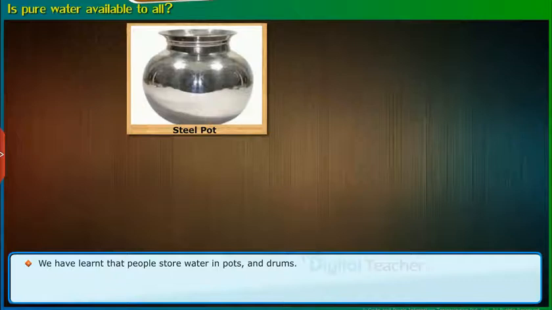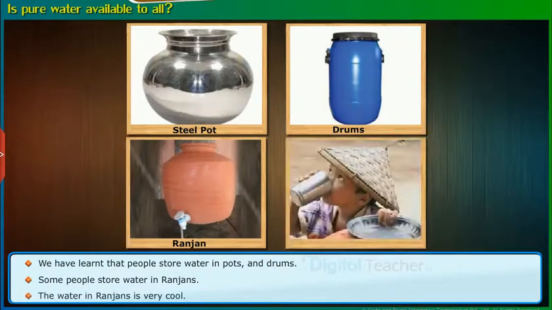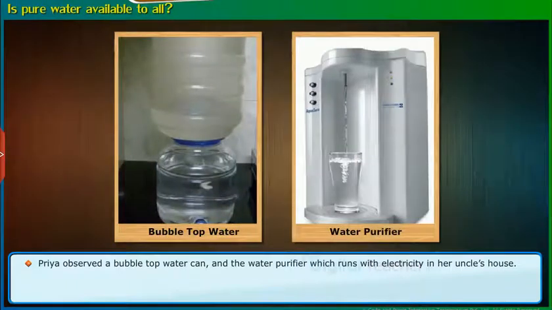We have learned that people store water in pots and drums. Some people store water in ranjans. The water in ranjans is very cool. Priya observed a bubble top water can and a water purifier which runs with electricity in her uncle's house. Water purifier removes the impurities in water.